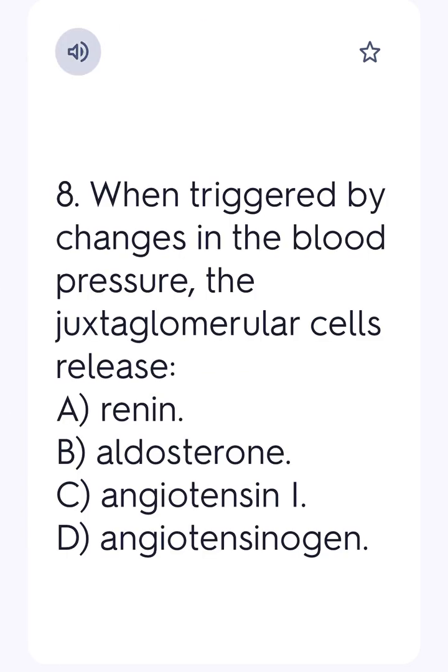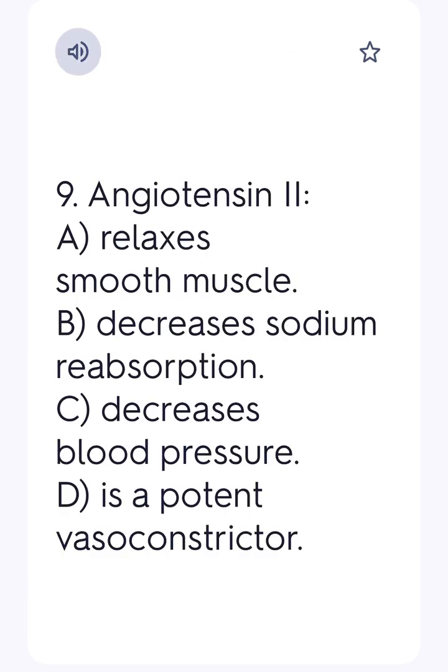8. When triggered by changes in the blood pressure, the juxtaglomerular cells release A renin, B aldosterone, C angiotensin I, D angiotensinogen. Ans. A. 9. Angiotensin II, A relaxes smooth muscle, B decreases sodium reabsorption, C decreases blood pressure, D is a potent vasoconstrictor. Ans. D.